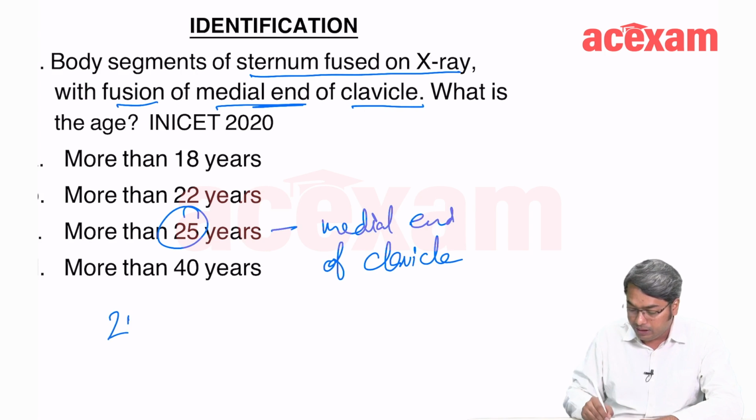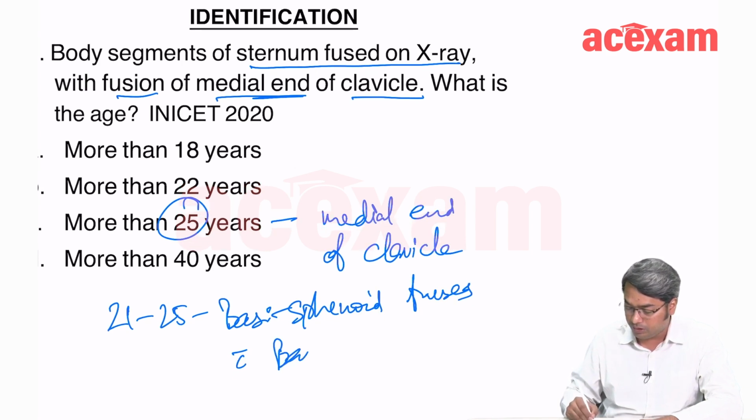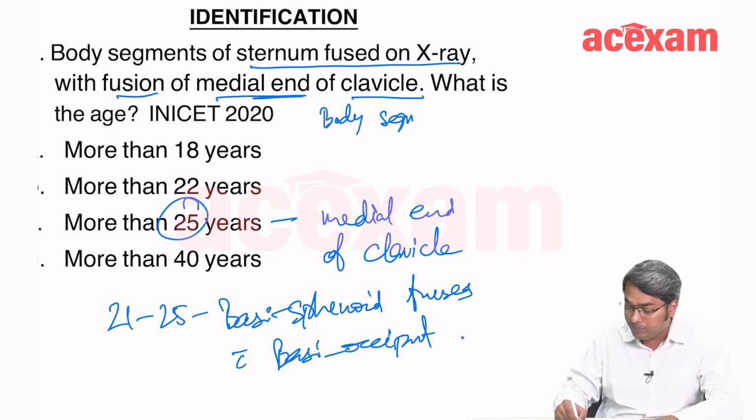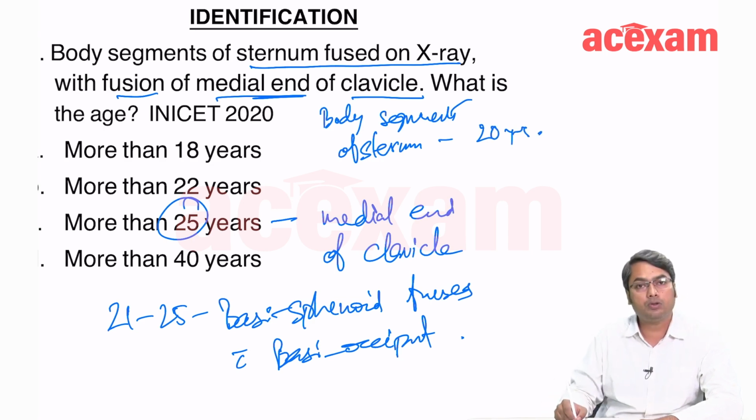Also, by 21 to 25 years, the basisphenoid fuses with the basi-occiput. So here, as there is fusion of the medial end of clavicle, the body segments of the sternum, which fuse by 15 to 20 years, are already fused. But as the medial end of clavicle has also fused, the answer is more than 25 years.